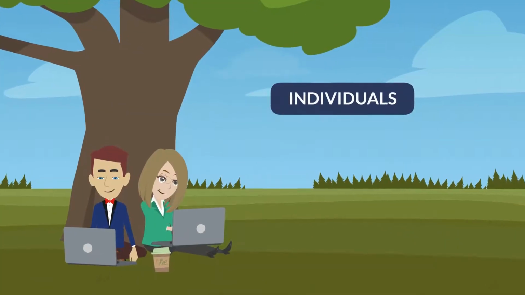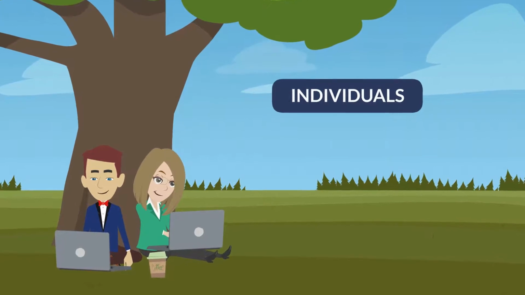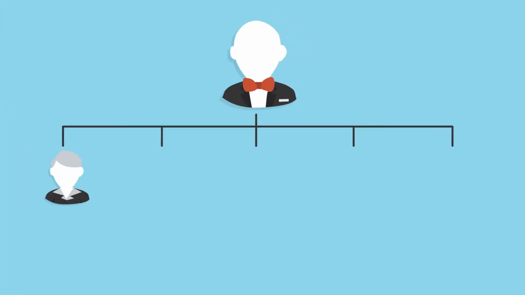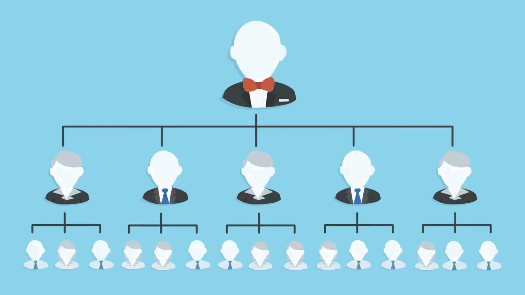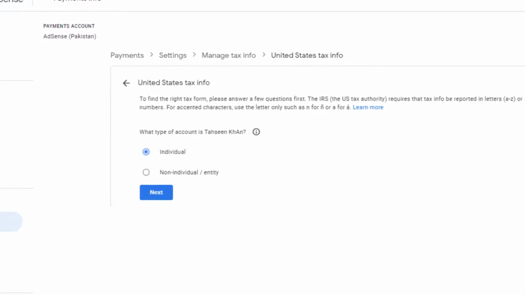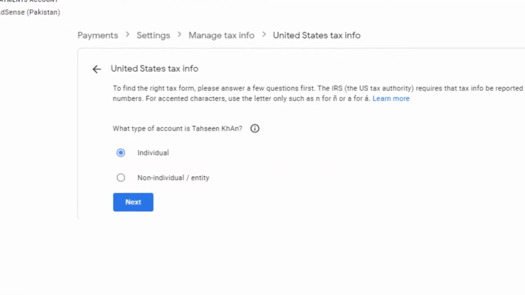Individual. This is for individual creators and innovators. Non-individual or entity. This is for businesses and teams. So if you're an independent creative like me who makes money from AdSense, choose the individual option.